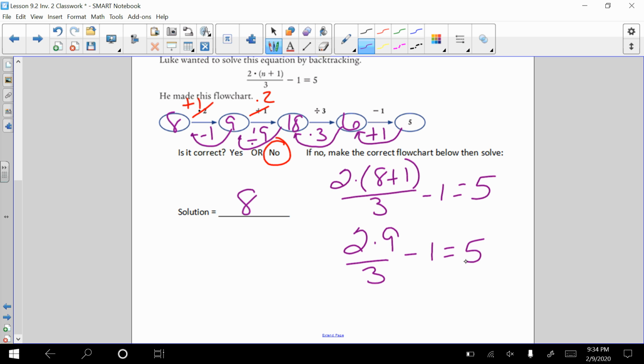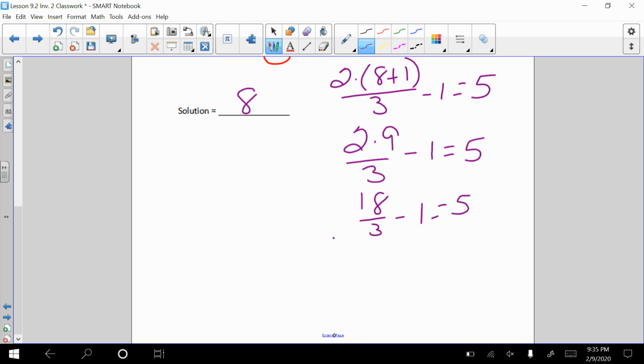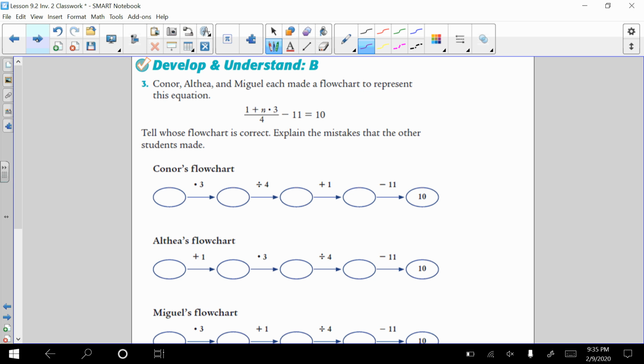Then 2 times 9 I would do, which is 18, divided by 3, subtracting 1 to get to 5. Well, then PEMDAS says divide. 18 divided by 3 is 6, minus 1. Yes, that does equal 5, so my answer checks out.